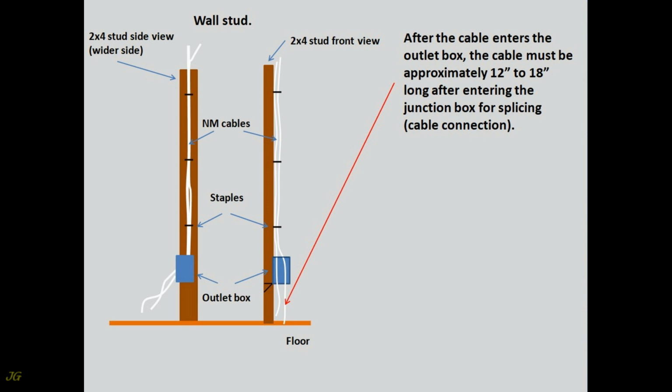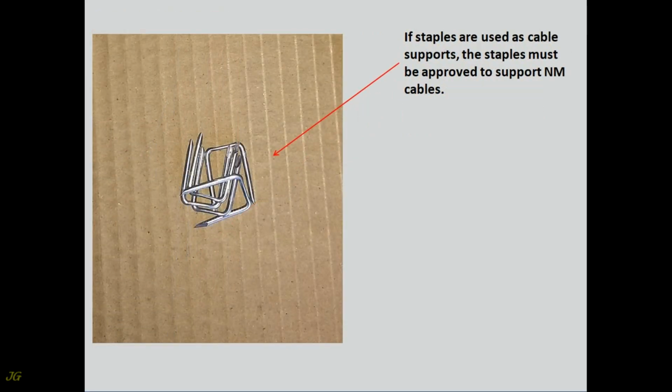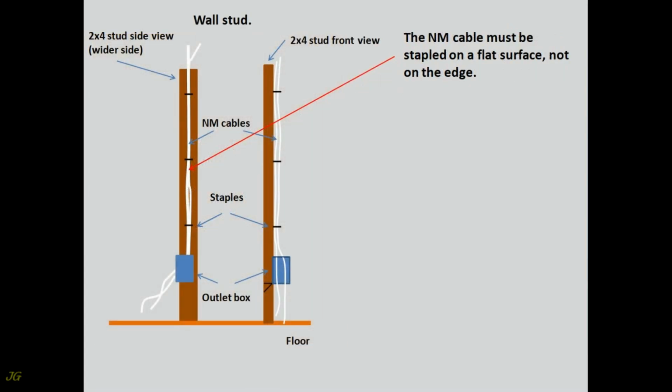After the cable enters the junction box, the cable must be approximately 12 to 18 inches long after entering the junction box for splicing, cable connection. If staples are used as cable supports, the staples must be approved to support NM cables. The NM cable must be stapled on a flat surface, not on the edge.